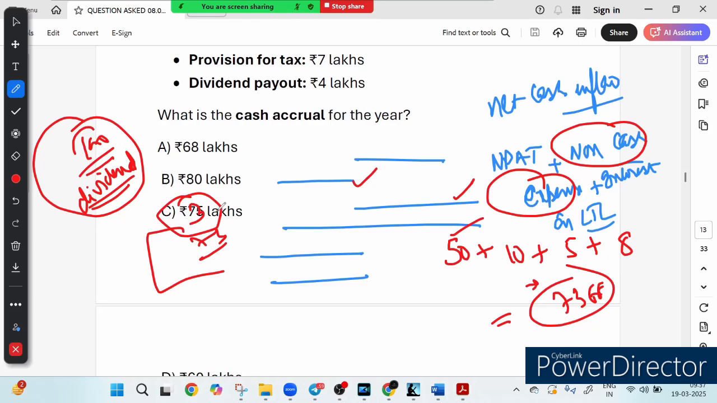What to include? Non-cash expense and interest on long-term loan. And what to exclude? To exclude, we have provision for tax and dividend payout. So this is how you should remember it. I hope that makes sense to you.